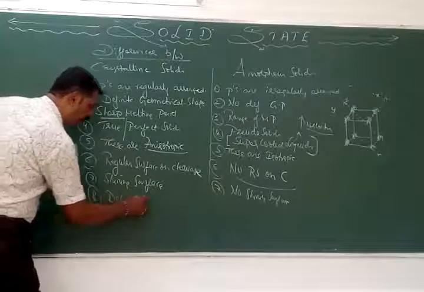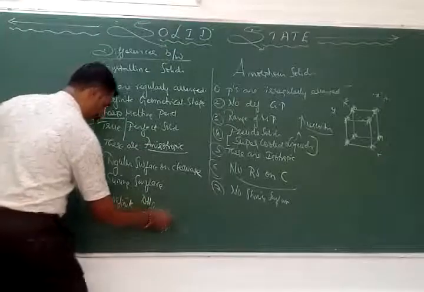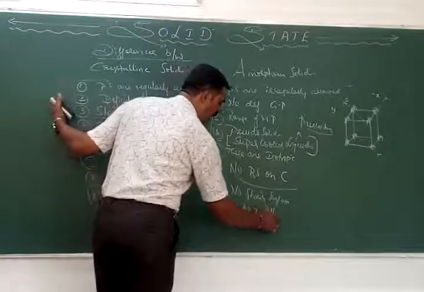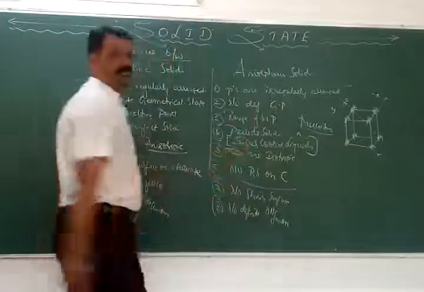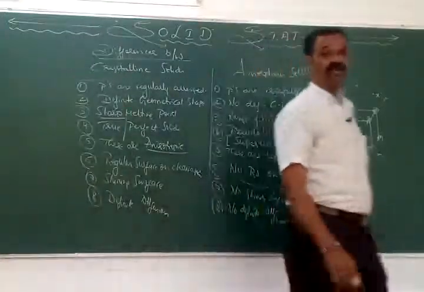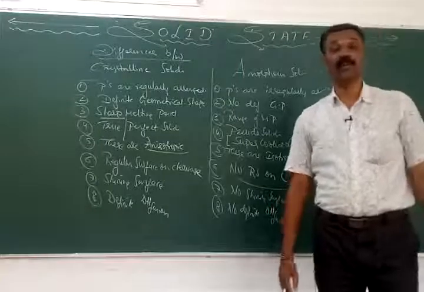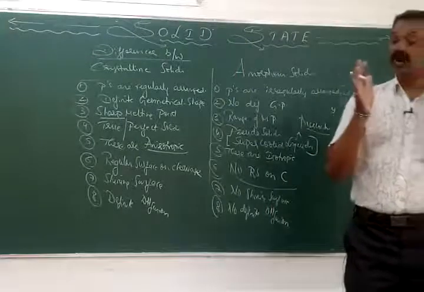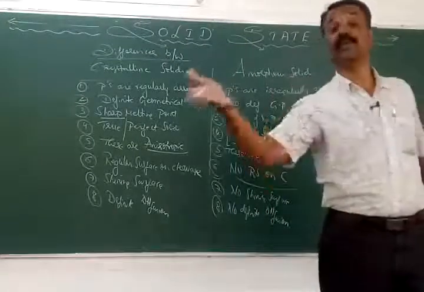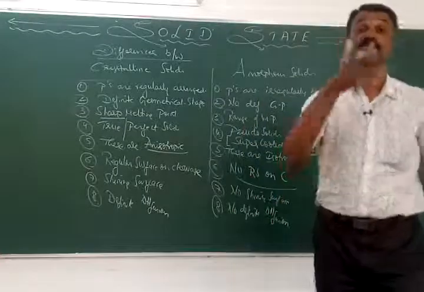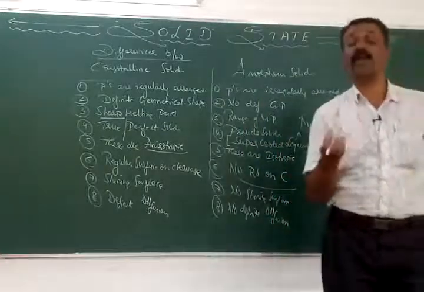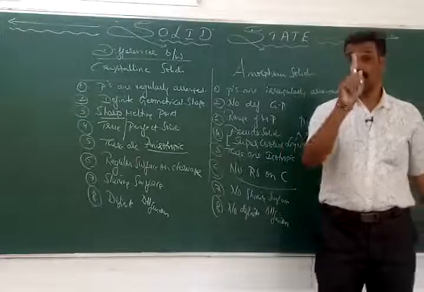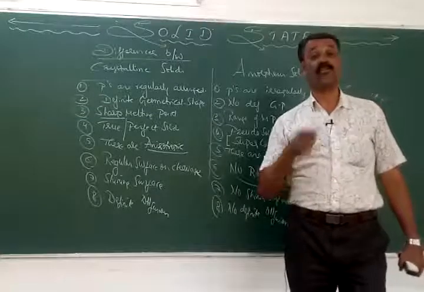Definite delta H of fusion. No definite delta H of fusion. What is enthalpy of fusion? Delta H fusion is called enthalpy of fusion. It is the amount of heat absorbed when 1 mole of a solid changes into its molten state at the fusion point, or it is also called the melting point. Means I am taking the solid substance. What happens when I heat? It starts to melt. The amount of heat required or absorbed by 1 mole of a solid substance is called the enthalpy of fusion.